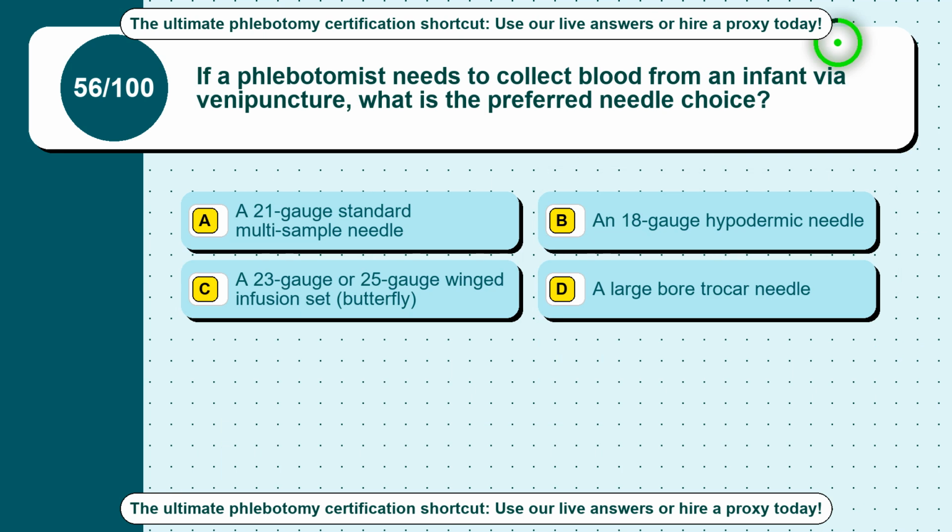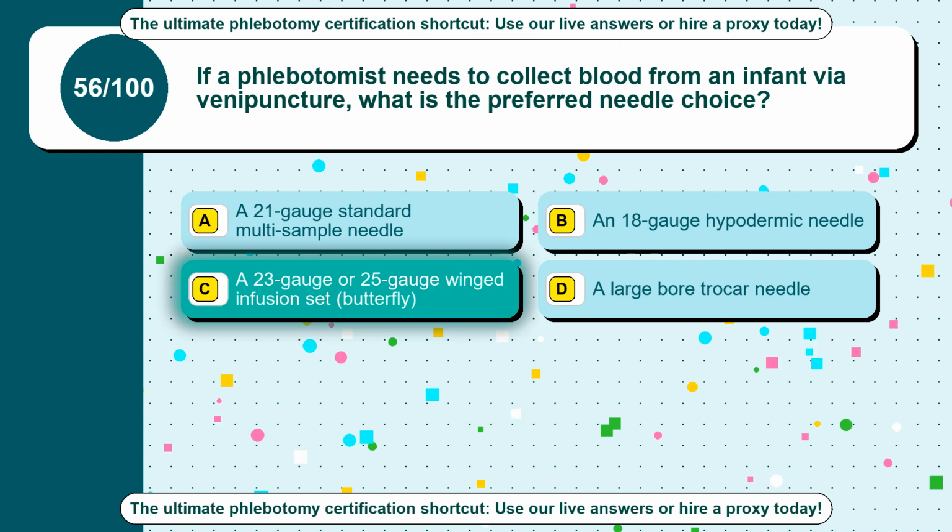Question 56. If a phlebotomist needs to collect blood from an infant via venipuncture, what is the preferred needle choice? Option A, 21-gauge standard multisample needle. Option B, an 18-gauge hypodermic needle. Option C, a 23-gauge or 25-gauge winged infusion set, butterfly. Option D, a large bore trocar needle.